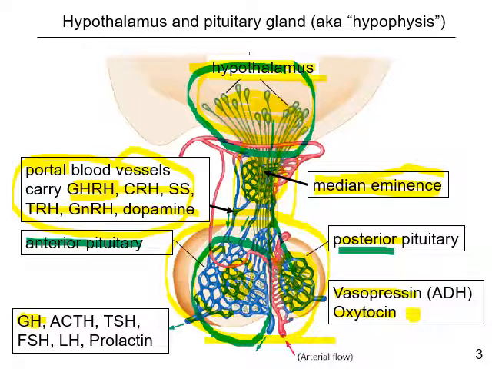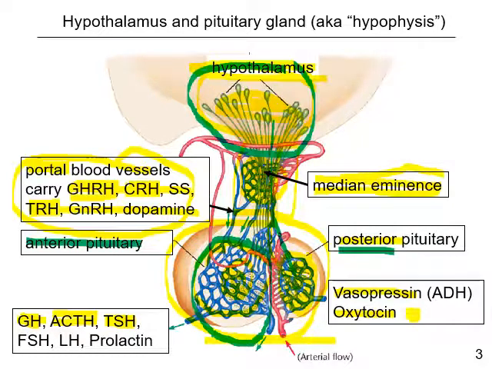There are other cells in the anterior pituitary that express the receptor for CRH, and they in turn release ACTH when stimulated by CRH, and those cells are called the corticotrophs. There are cells in the anterior pituitary that express receptors for TRH, and those cells, when stimulated by TRH, release TSH, and the T there stands for thyroid. So TRH is thyrotropin releasing hormone, and it triggers the release of TSH, which is thyroid stimulating hormone, which stimulates the thyroid.